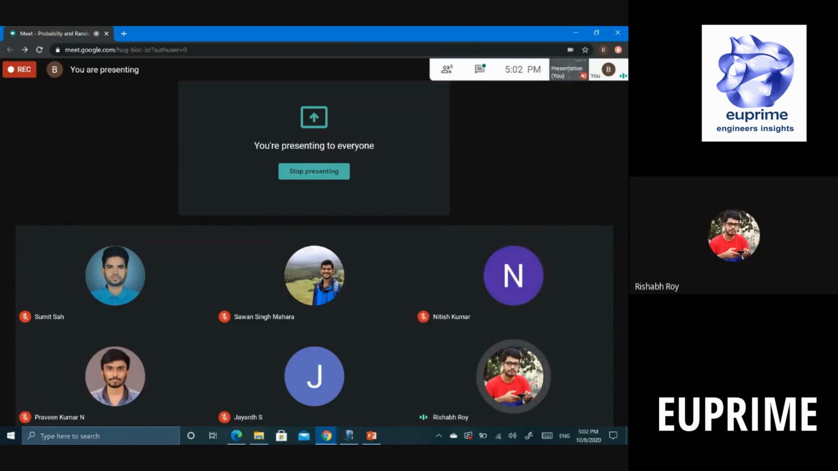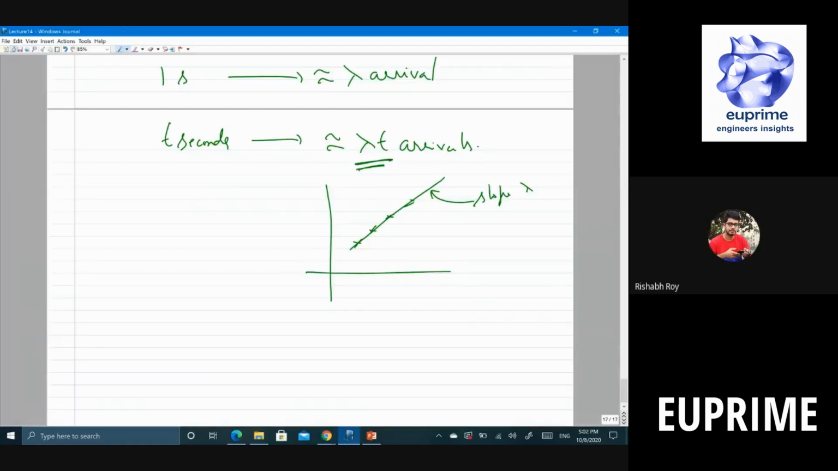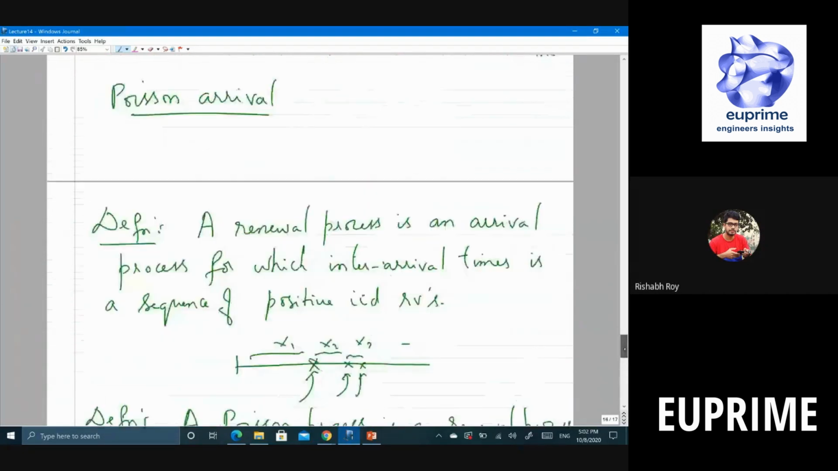Sir, can you turn the page to the definition of a renewal process? Here you mentioned a sequence of positive IID random variables. Positive IID means if a person comes, the next person should arrive after them, not before them. Exactly, that's what we want, naturally.